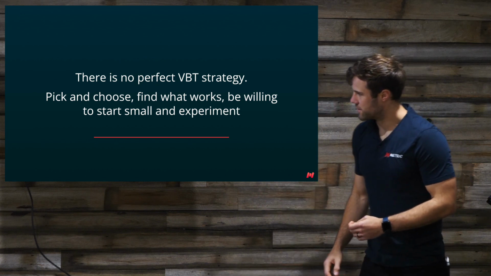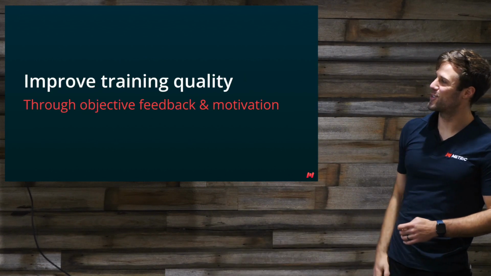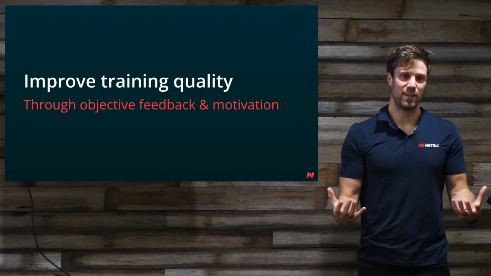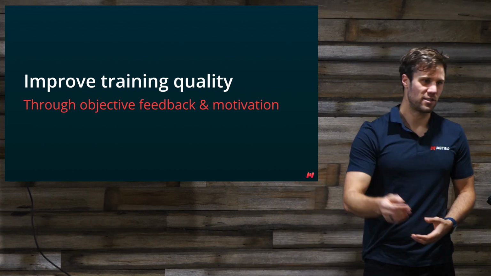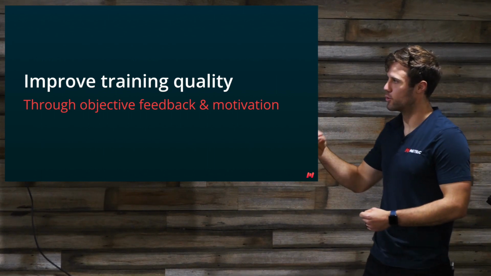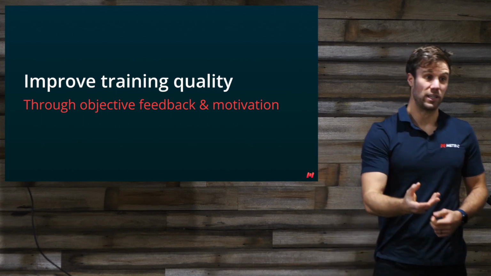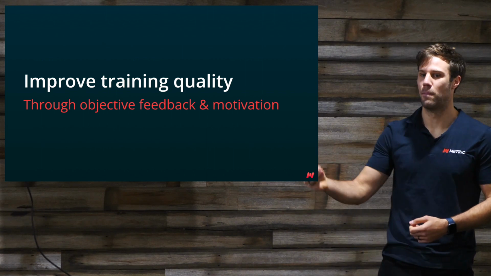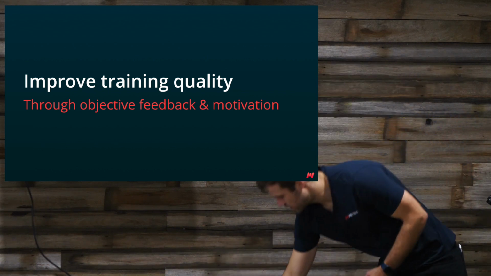Cool, so some applications. Improve training quality. Through objective feedback and motivation, we're taking things we're already saying with subjective look and feel. That was slow, great rep, really poppy. All these words we're already using that talk about the quality. And we're going, okay, that was really crisp and poppy. That was about 0.8. Let's see if we can get 0.85. Giving it a number, giving them targets, because this stuff really helps with training.